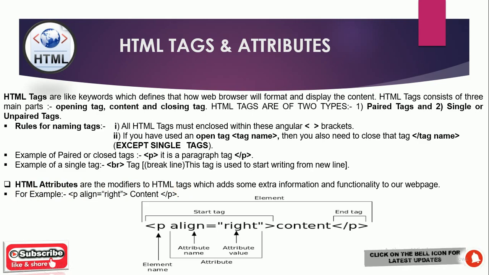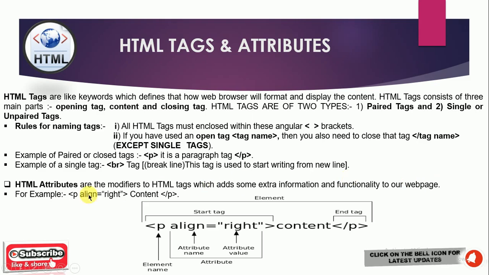HTML attributes are the properties which are used inside the HTML tags, right? They change the functionality of an HTML tag, or they add some extra functionality to the HTML tag. So this is the meaning of HTML attributes. Simply, you can say HTML attributes are the modifiers to HTML tags which add some extra information and functionality to our web page.